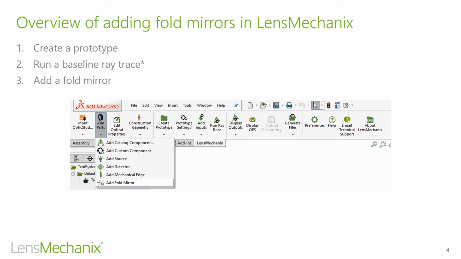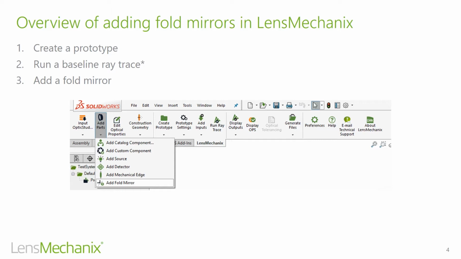Alright, now that we've covered what fold mirrors are, let's see where the tool is in LensMechanix. The fold mirror tool is located in the command manager under Add Parts. In order to see the Add Fold Mirror tool option inside of LensMechanix, you first need to create a new prototype. If you try to look for the tool prior to creating a prototype, the option will not appear in the menu. After creating the prototype, we recommend that you run a baseline ray trace.